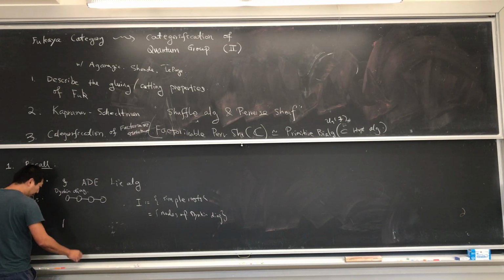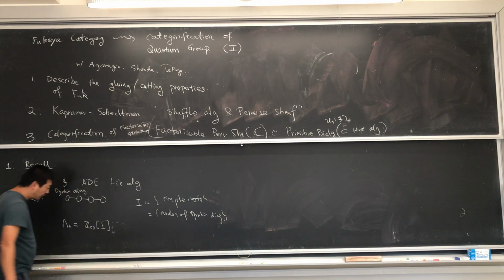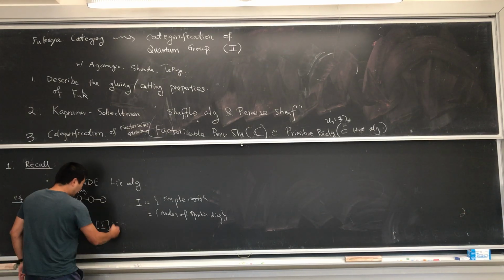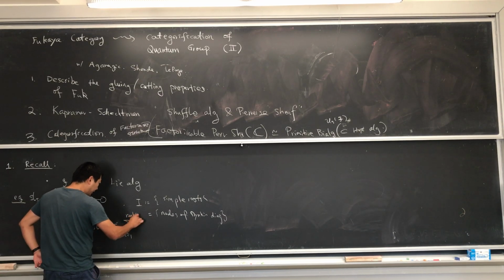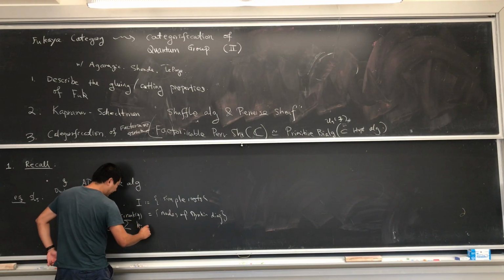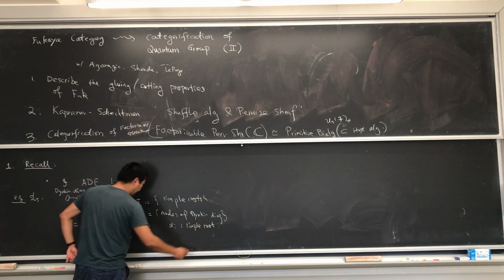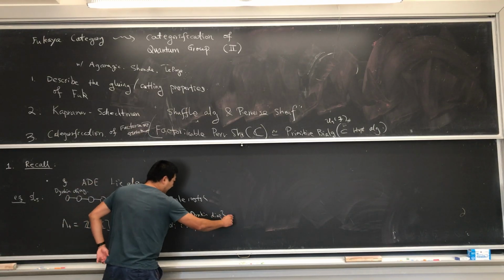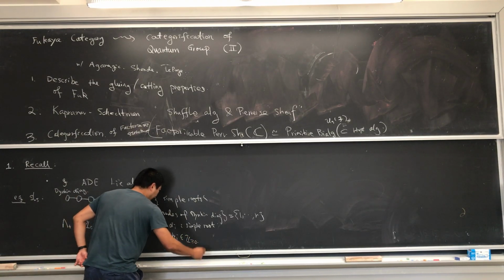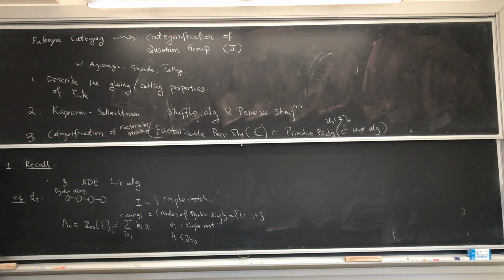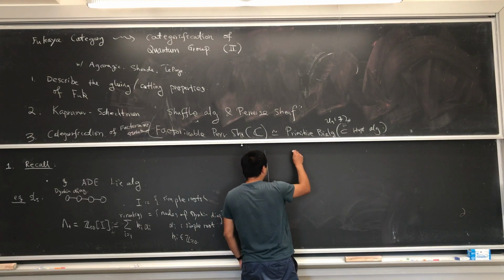So I'm going to define lambda plus to be the positive cone generated by the set of nodes, or let's say more concretely, the sum over i from 1 to r, the rank of G, of k_i alpha_i. So alpha_i is the simple roots, labeled by, well, let's just identify this with 1 through r. And the k_i are non-negative integers.